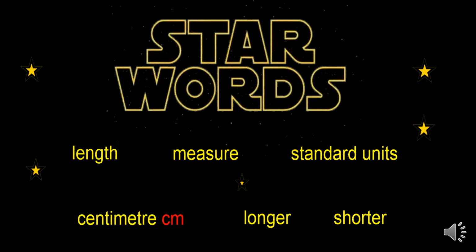Our first star word today is the word length, which we learnt about in yesterday's lesson. We also have the word measure because we are learning to measure length. We have the phrase standard units, which we're going to explore a little bit later on. Yesterday we were learning about non-standard units. We've got the word centimetre, and we're going to find out what this means later on. And we also have the words longer and shorter. They're used to compare length.